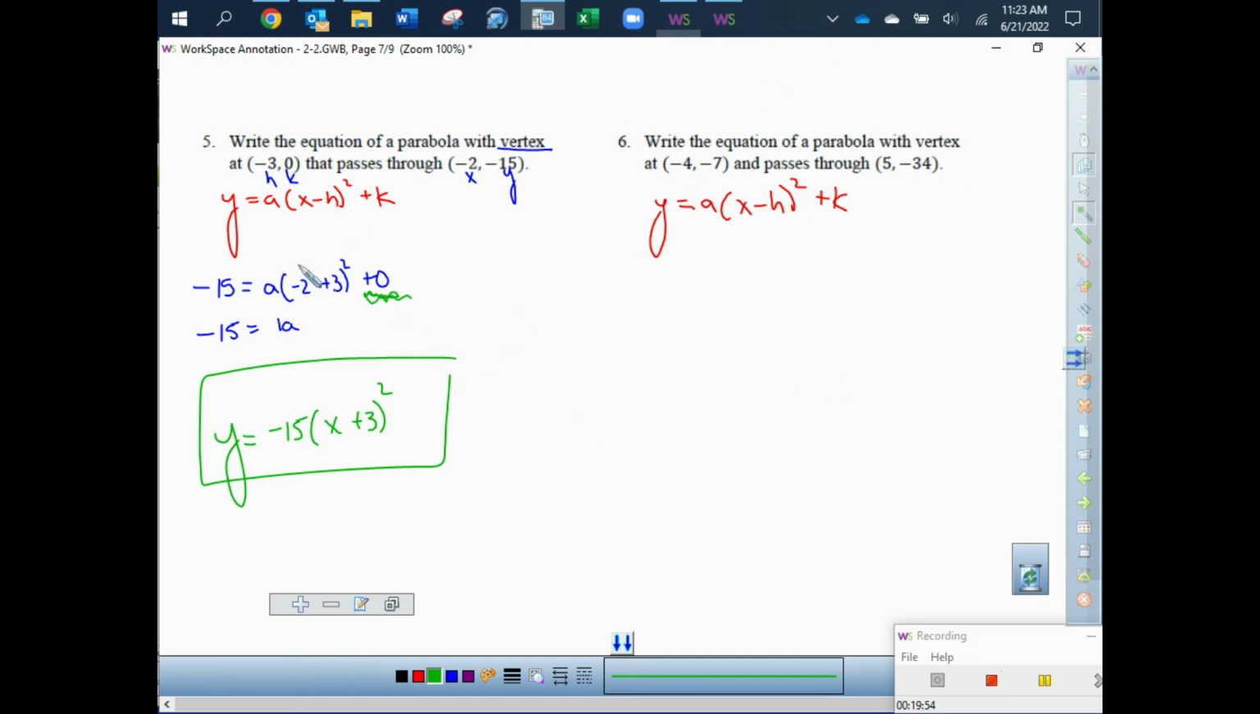So there's one more of those. Why don't you figure out who h and k is, who x and y is? They don't always put the vertex first. Make sure you read it. Why don't you pause the video and give this one a try.